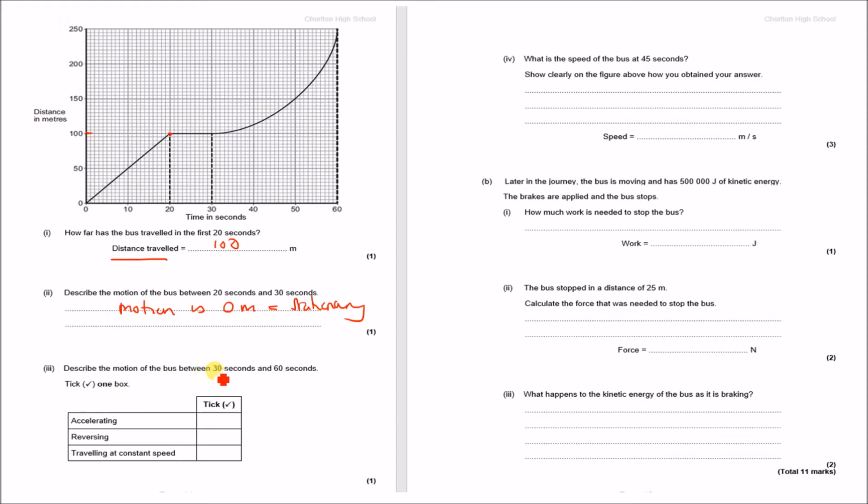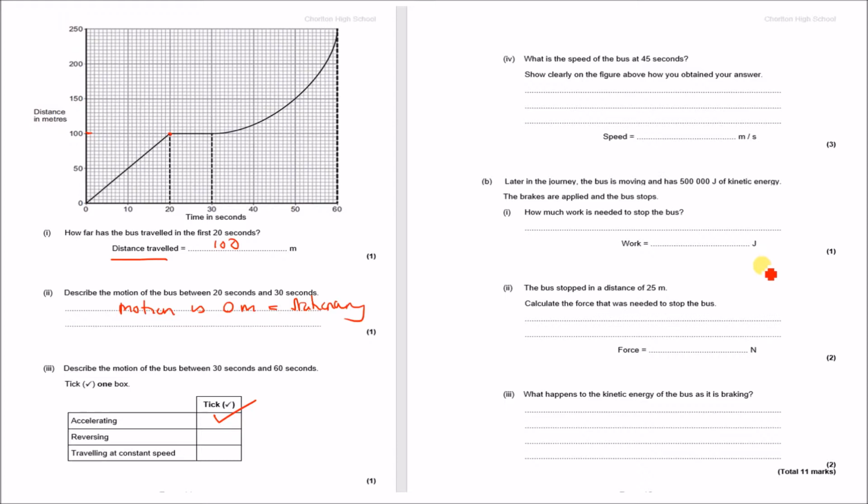Describe the motion of the bus between 30 and 60 seconds. Well, when you get a curve on a distance time graph, it means it is accelerating because there is a change in velocity. Okay, this is showing a change. That's why we've got a curve. What is the speed of the bus at 45 seconds?